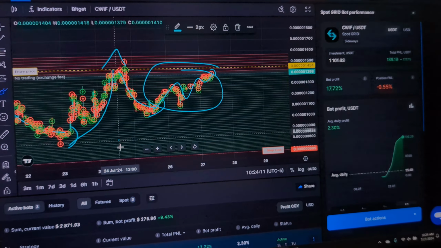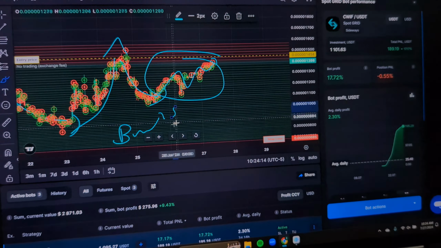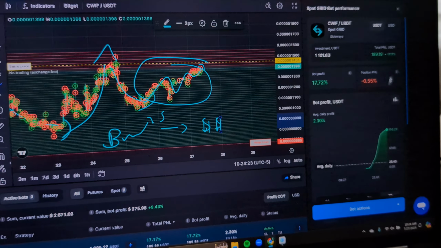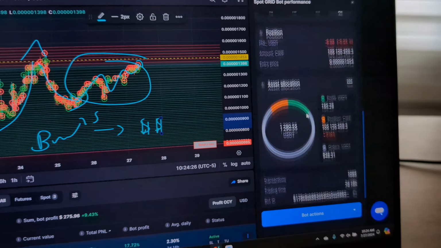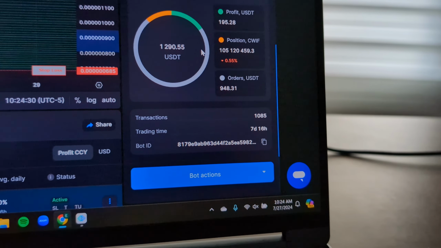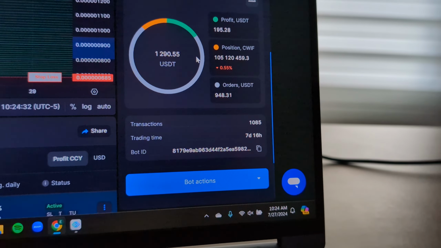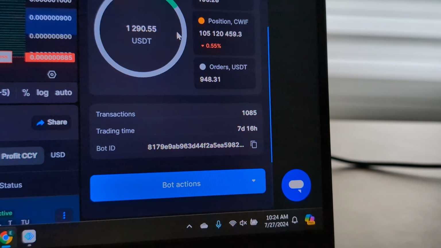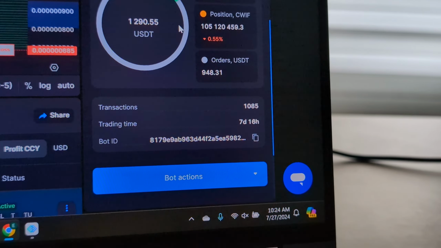What is a trade? A trade is a buy and a sell order. Between the buy and the sell, we all understand there is a profit, that is economics. And have we achieved that? Well, I think we have, because this bot has made so far 1,085 trades. You can see that right here. 1,085 trades in 7 days and 16 hours. All right, guys, so with that, we conclude this bot.